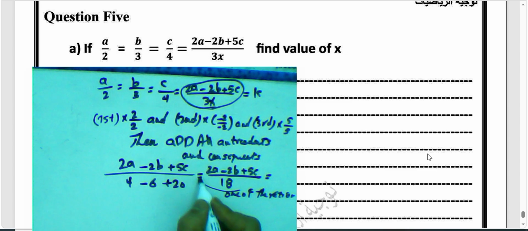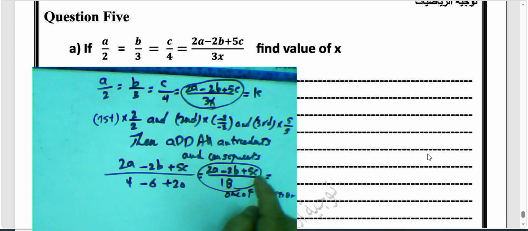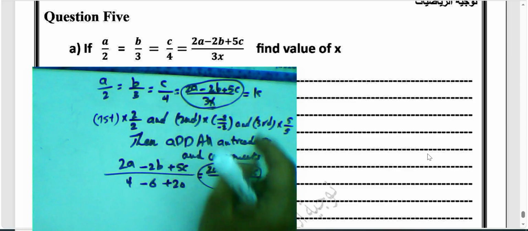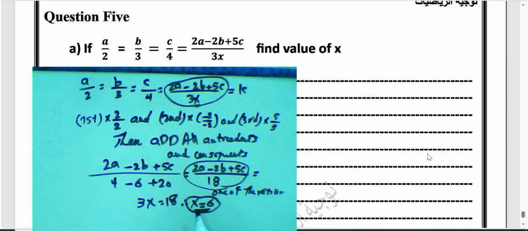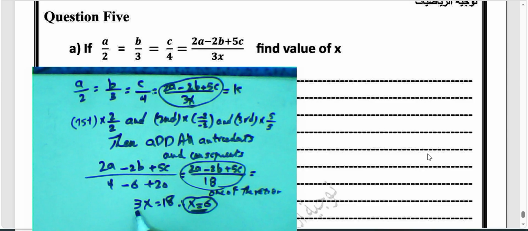Then this expression will be equal to this expression. Look at here, numerator equals numerator, then denominator equals denominator. Then 3x is equivalent to 18, then x equals 18 divided by 3, which equals 6. The value of x here will be 6 because 3 times 6 equals 18.